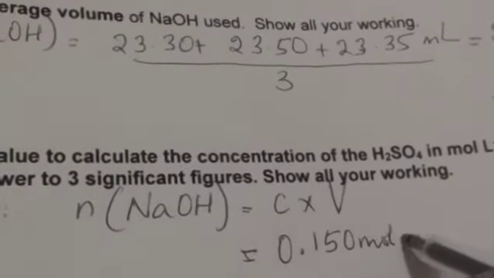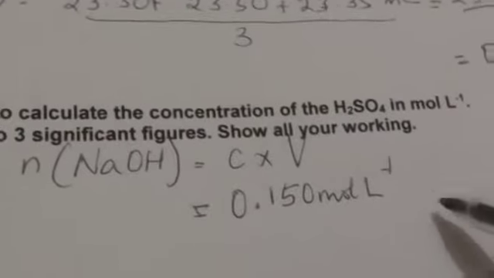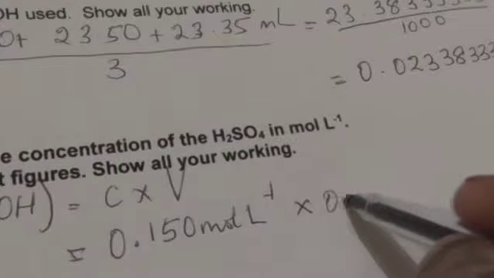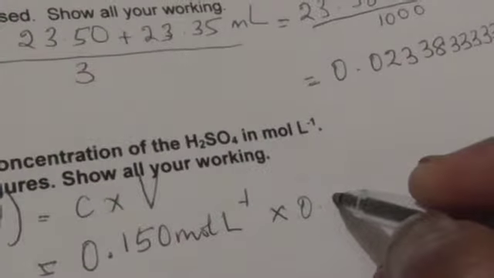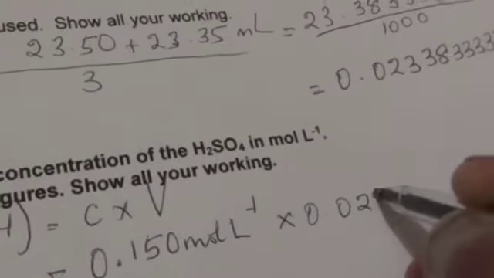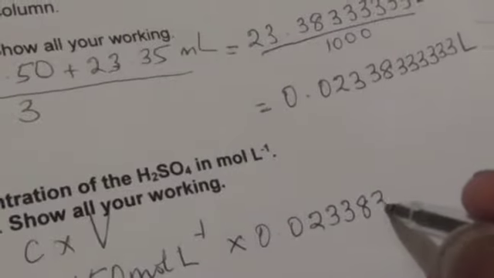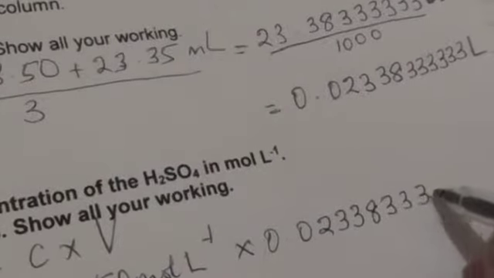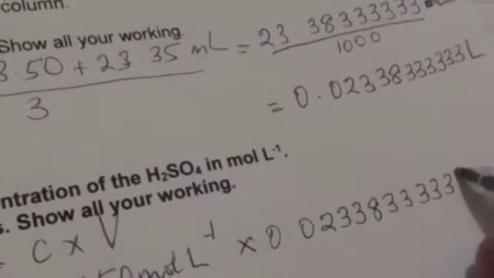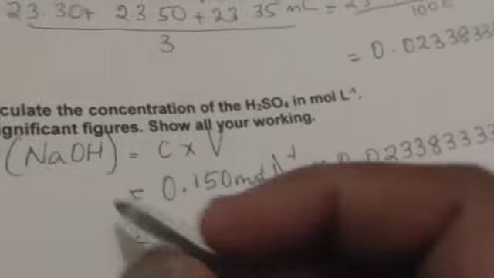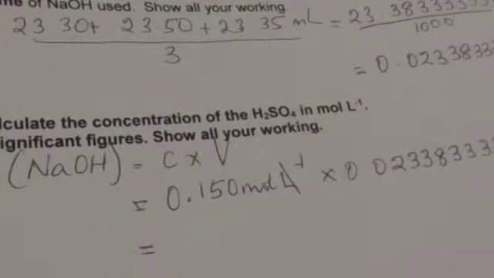It's the value given by the teacher, 0.150 mole per liter, multiplied by volume, which is this number here, 0.02338. When you're copying it, make sure you've got the right numbers here, 6 3's, and that is in liters. So the per liter and the liter will cancel out, and my answer will be in mole, which it should be for N. N, the unit is mole.